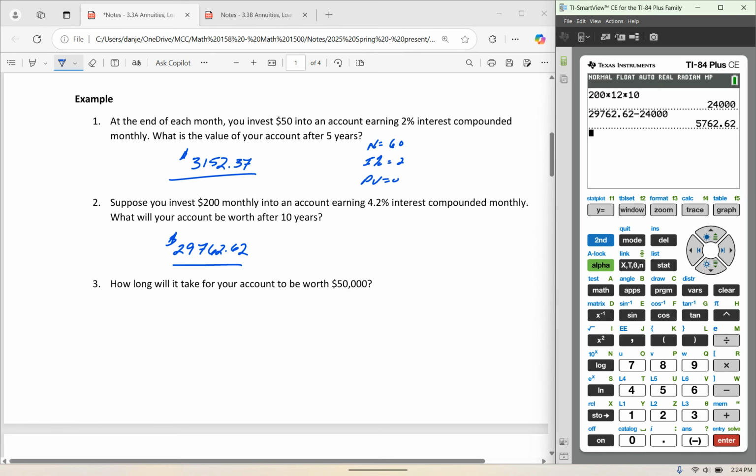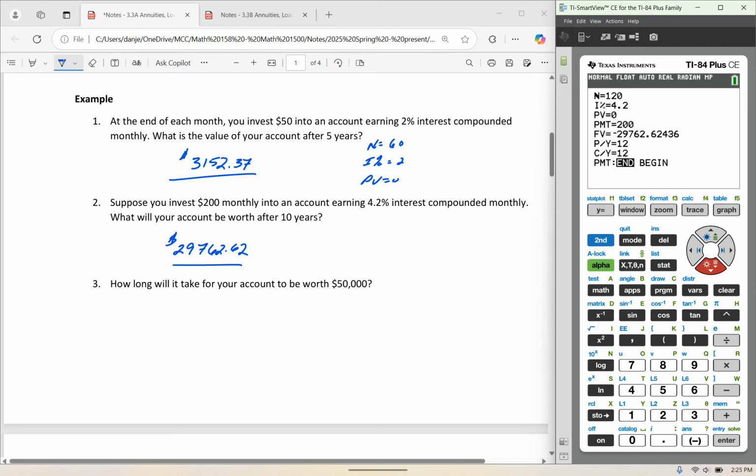Okay. Let me go back to my TVM solver. So Apps, Finance, TVM Solver. Same investment. I'm investing $200 a month. So my payment's still $200 a month at 4.2% interest, compounded monthly. My payments are monthly. How long will it take for that account to be worth $50,000? In this case, I want my future value to be $50,000.